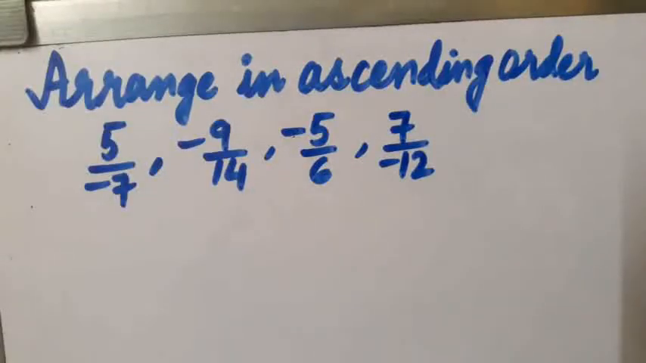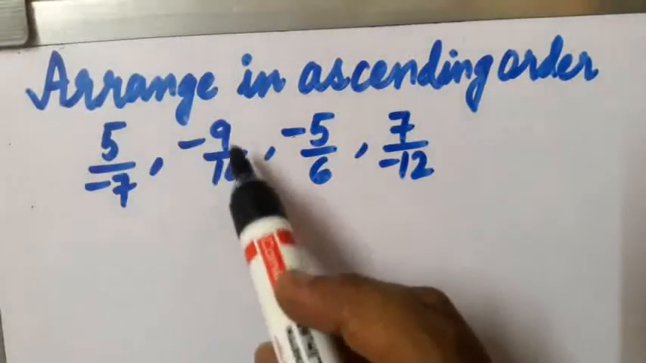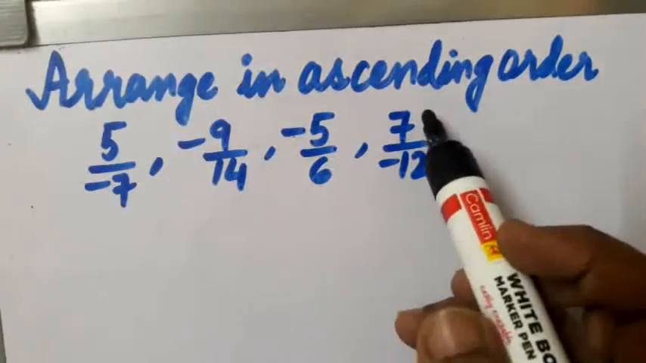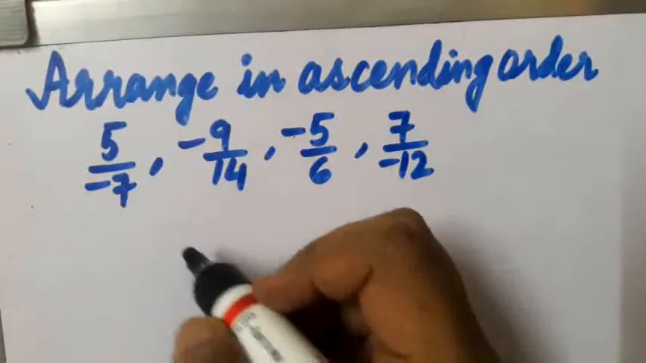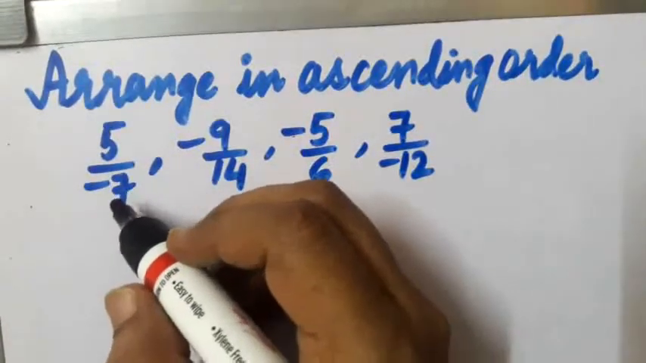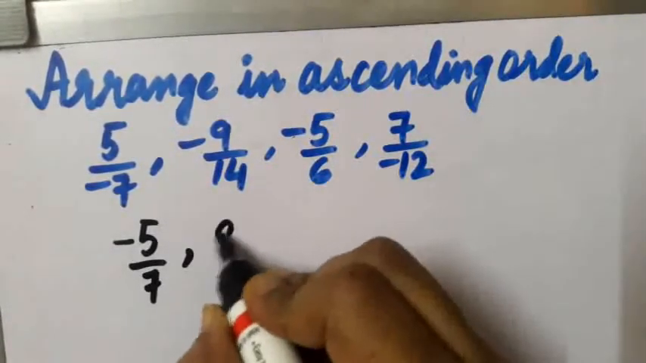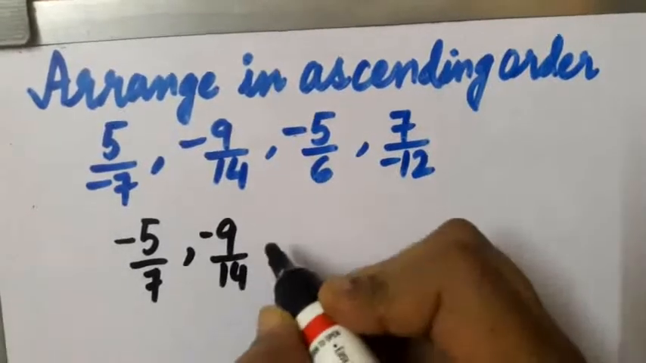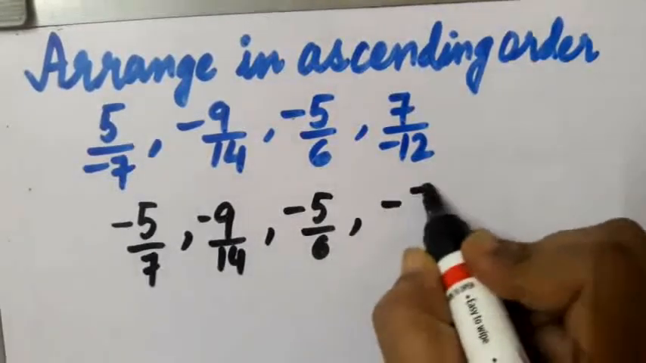Children, in this video we'll learn how to arrange rational numbers in ascending order. We have 5 by minus 7, minus 9 by 14, minus 5 by 6, and 7 by minus 12. First and foremost, wherever the denominator is negative, let us make that positive. So we get minus 5 by 7, minus 9 by 14, minus 5 by 6, and minus 7 by 12.